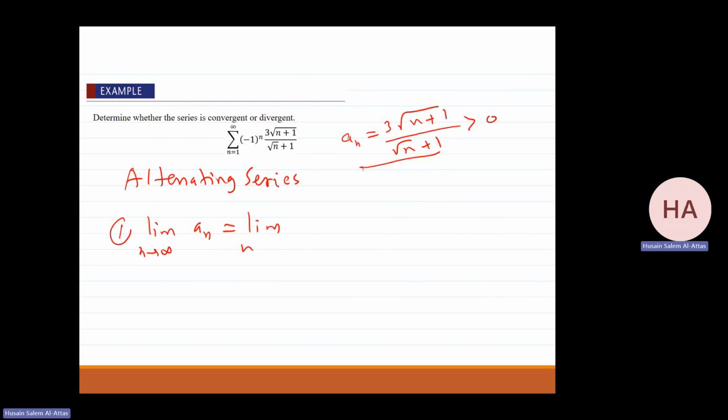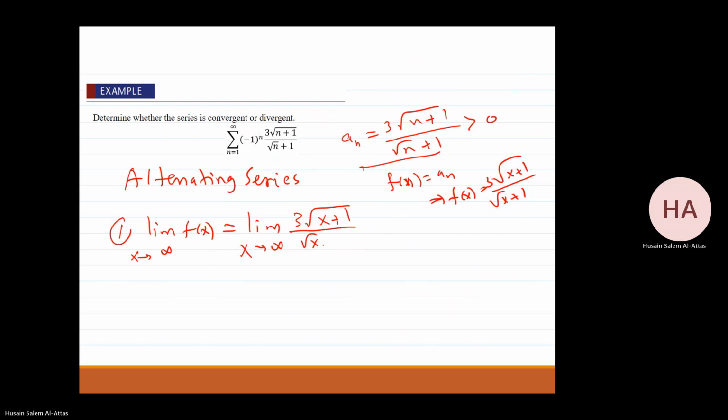That will be the limit as n goes to infinity. Let me take it to x. I think it's better. Let me write f of x, where f of n equals an. So I have f of x is 3 square root x plus 1. Both are okay, but usually we do it with f of x. That will be the limit as x goes to infinity of 3 square root x plus 1. Will L'Hôpital's rule work? No.